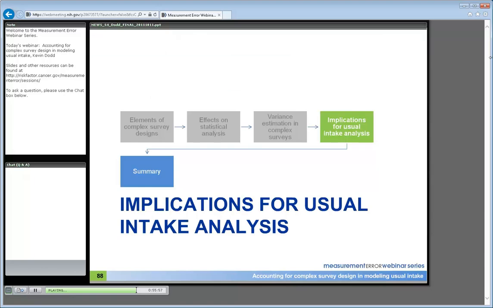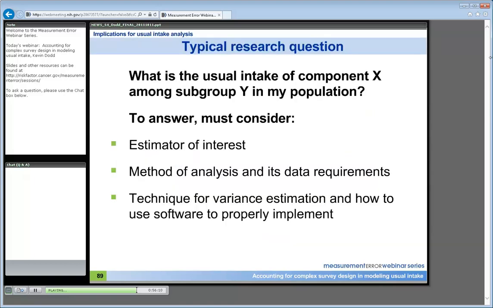So I want to give now some examples of what sorts of implications these survey design factors have when you actually want to do an analysis using these complex usual intake methods for getting distributions. So here's a typical research question you might want to answer. Based on my data obtained from this complex survey sampling plan, what's the usual intake of component X among subgroup Y in my population? Now, to answer this question, you have to consider several things. You have to consider the estimator of interest. Are you looking to obtain an estimated mean, an estimated distribution, estimated regression slope?